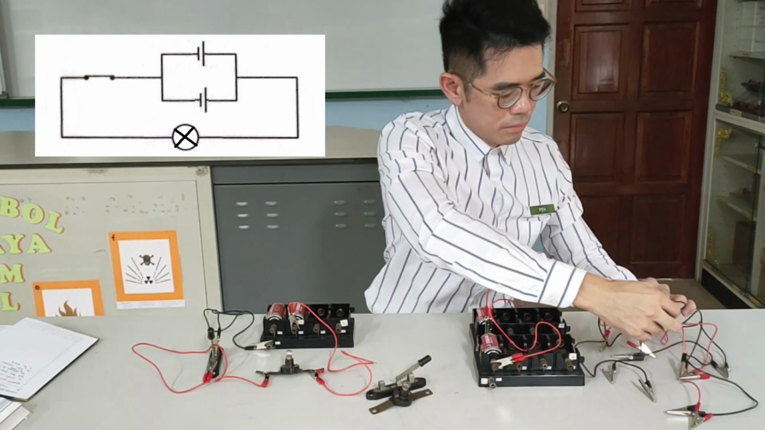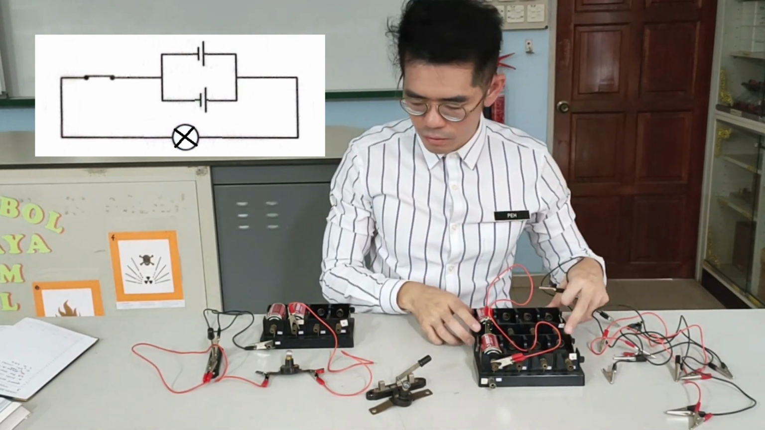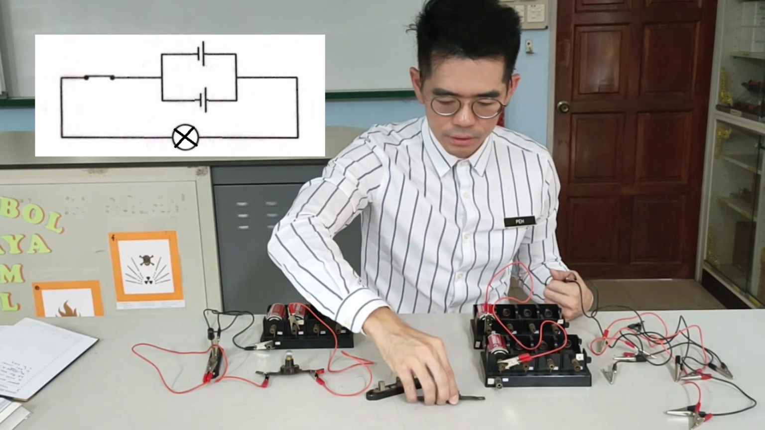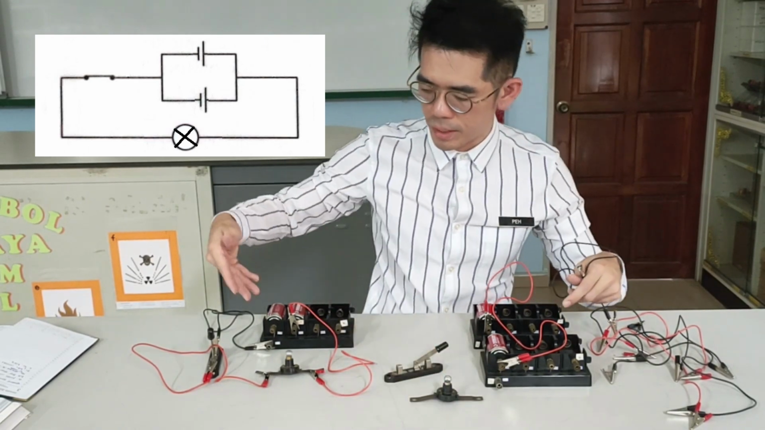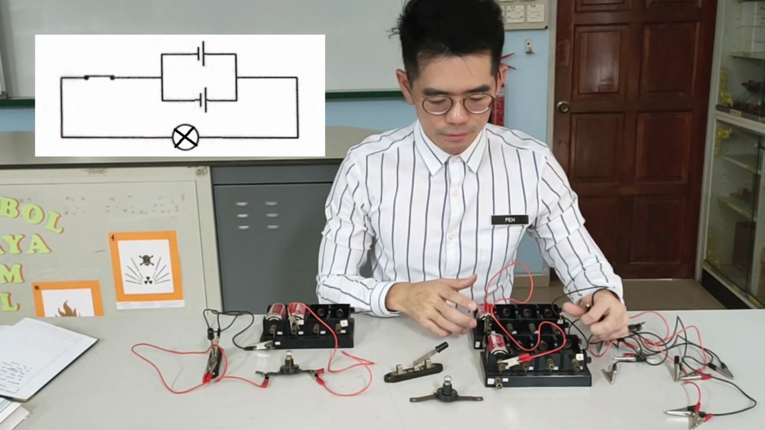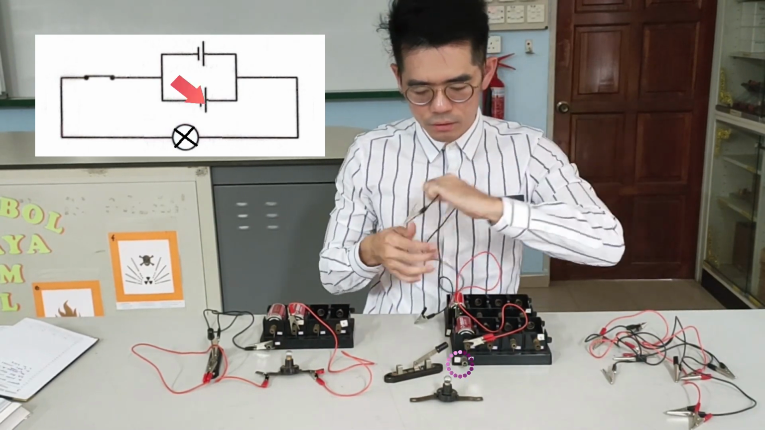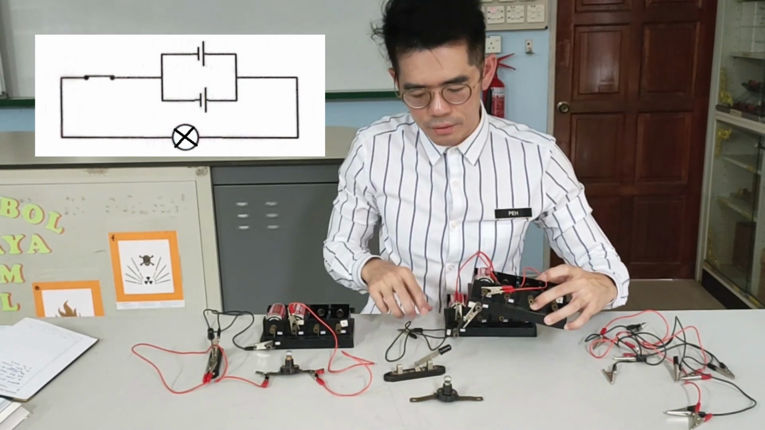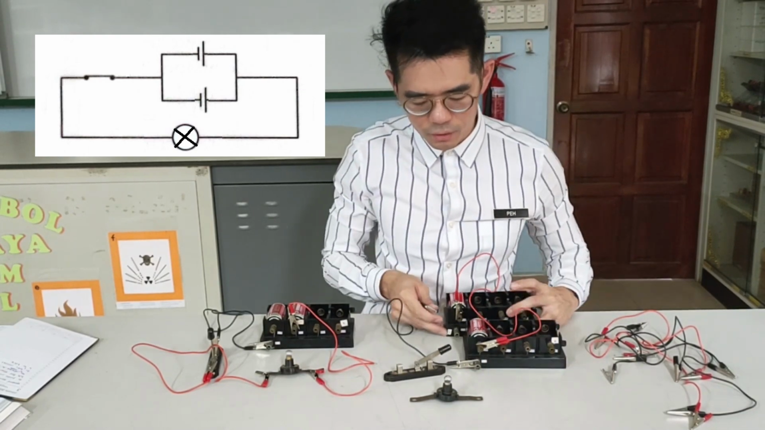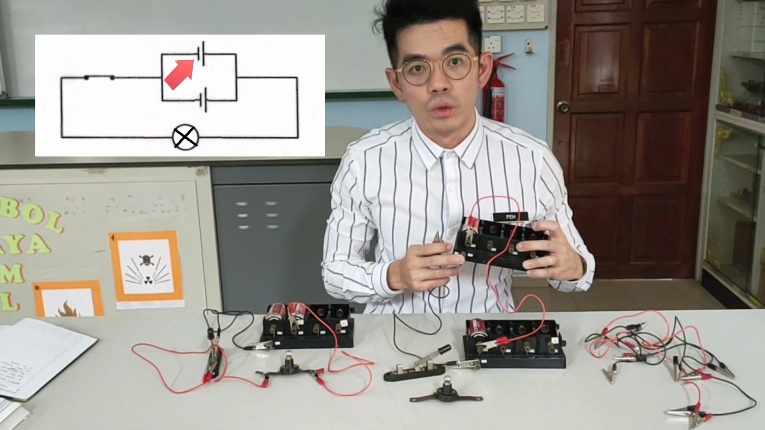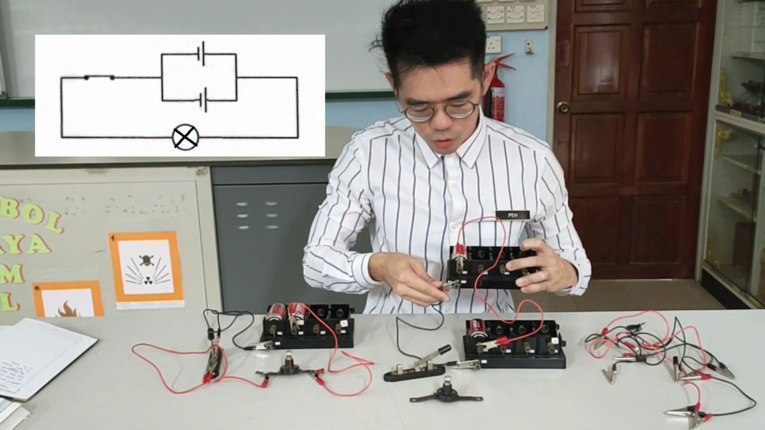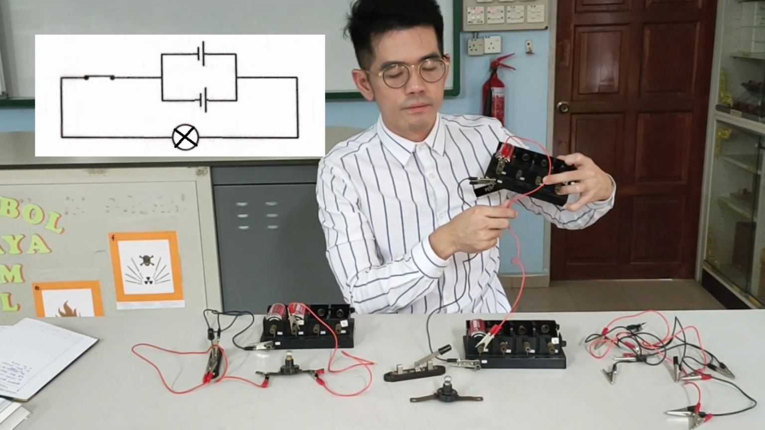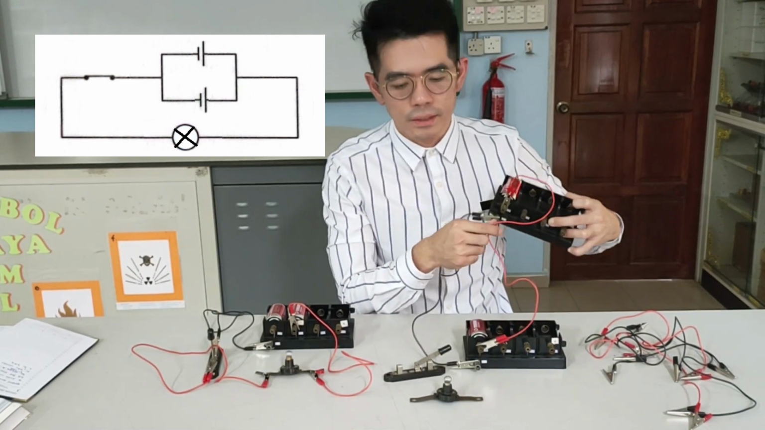Again, we arrange the other components according to the diagram, same as the series circuit. The negative terminal of this dry cell holder needs to connect to the negative terminal of the other dry cell holder. So now our dry cells are already arranged in the parallel circuit.